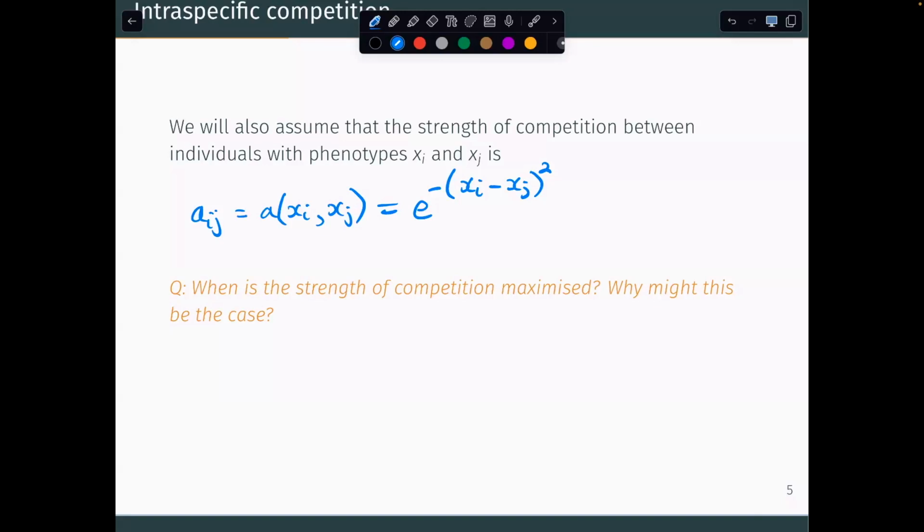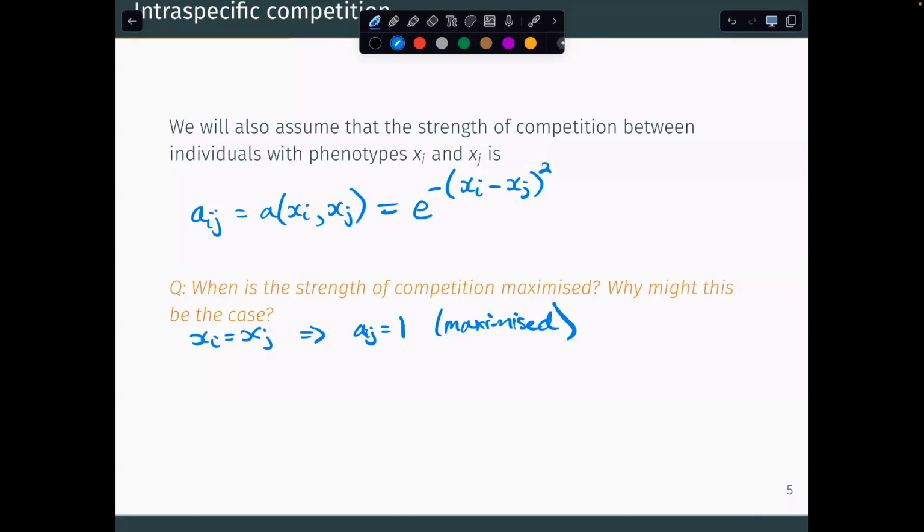So what's the maximum value that this can attain when it's written in this format? Yep, one. And when does that occur? Xi equals xj. So strength of competition is maximized when xi equals xj, whereas aij is equal to 1. That's when it's maximized. So that's the mathematical interpretation. What's then the biological interpretation of this? Why might we expect this competition function here to be maximized when xi equals xj?